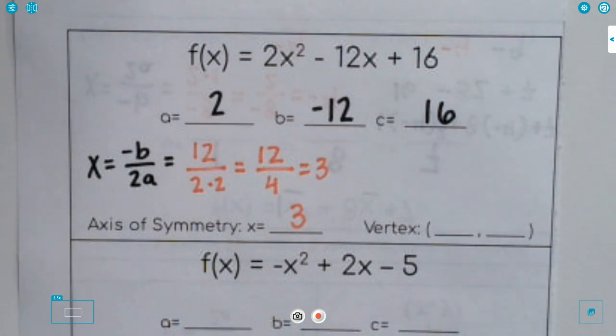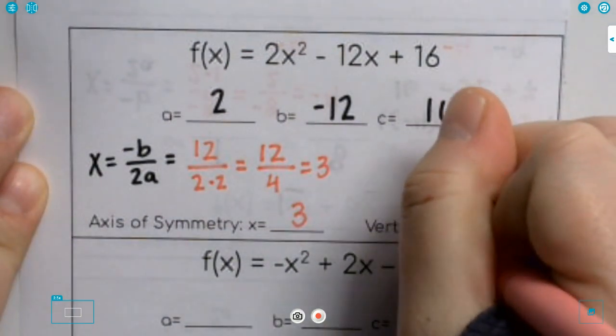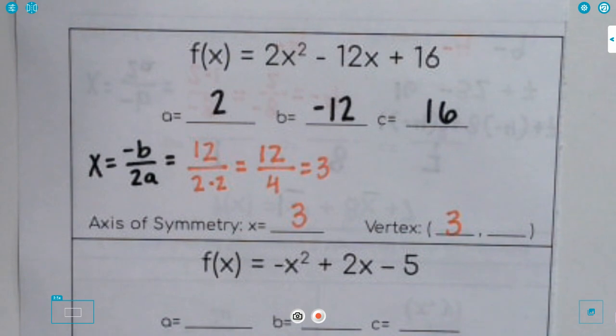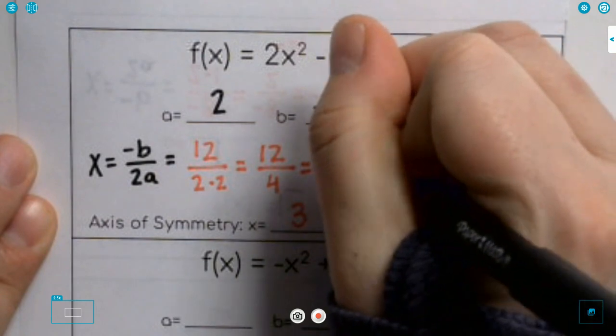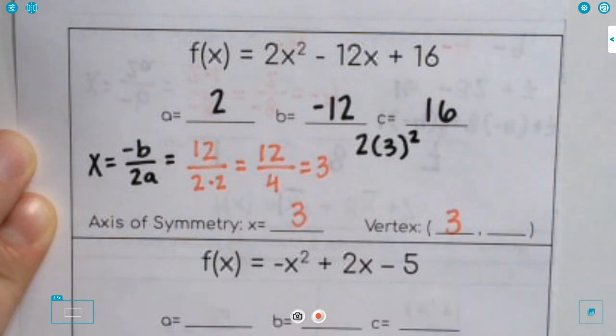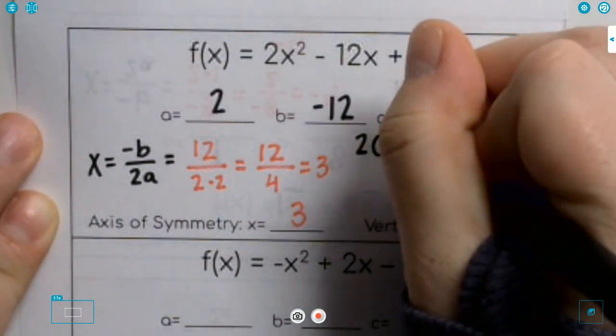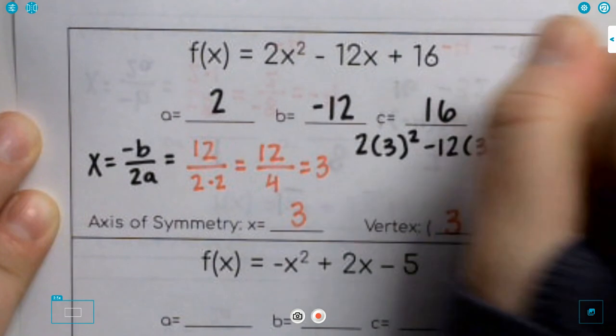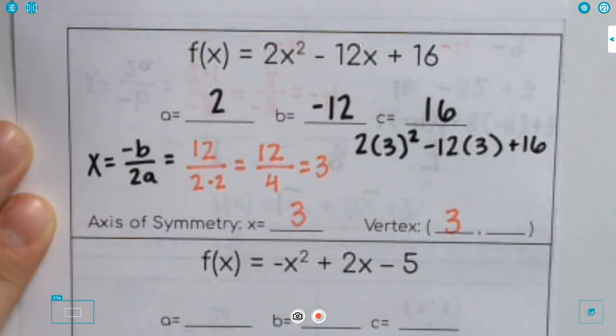Okay, that x value is the x value of my vertex as well. After I find my x value, my axis of symmetry, I plug it in for x. So I take my original equation all the way from up here. So I'm going to do 2 times x squared, so that'll be 2 times (3) squared, minus 12 times 3, plus 16.